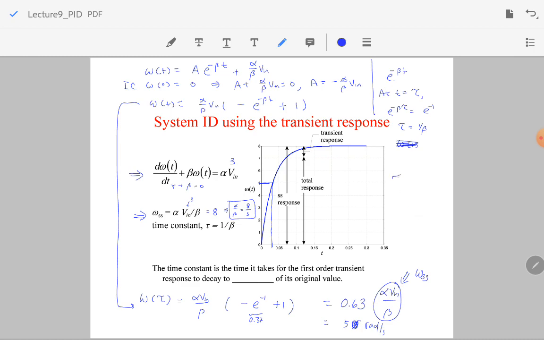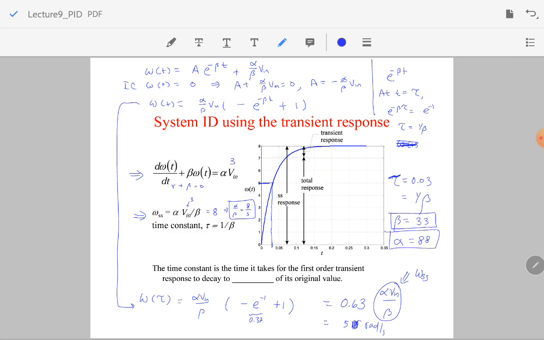So right now I can read my time constant. Time constant is when the total response is 63% of the steady state value. That's about 0.03, which is equal to 1 over beta. What is beta? I think that's 33. So I found beta right here. What is alpha? Alpha must be 88.